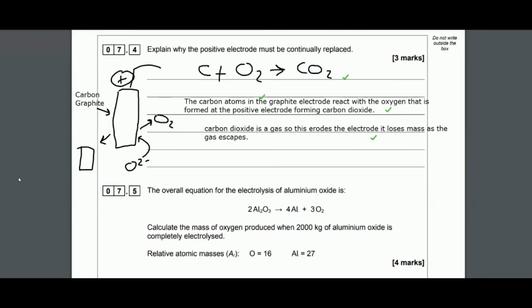Let's check out 7.5. The overall equation for the electrolysis of aluminium oxide is, this is a 4 marker by the way, 2Al2O3, 2 aluminium oxide molecules, form 4 aluminium atoms and 3 oxygen molecules. Calculate the mass of oxygen produced when 2,000 kilograms of aluminium oxide is completely electrolyzed. The relative atomic masses of oxygen are 16 and of aluminium are 27. Why don't you pause the video and have a go, and then I'll go through the answers.